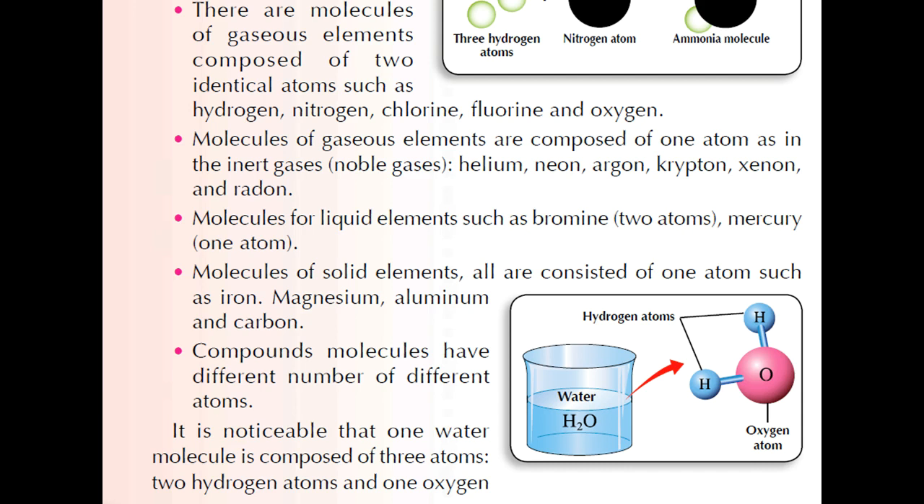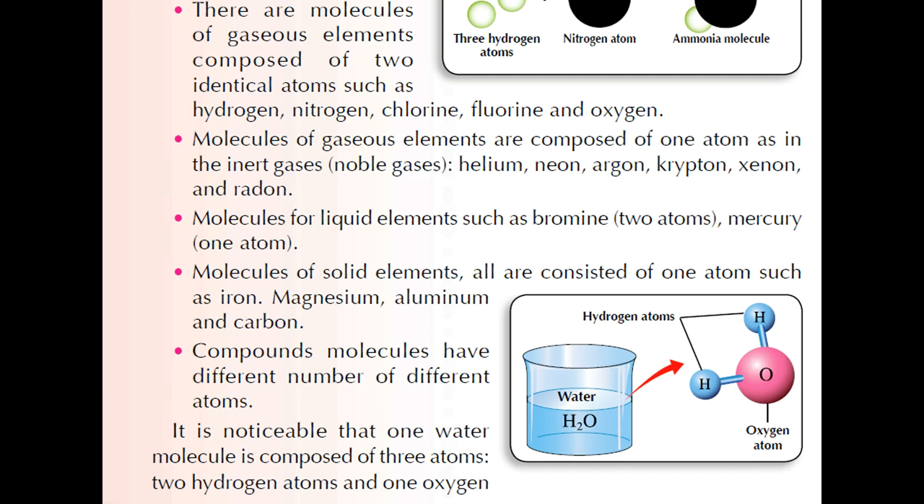Molecules of gaseous elements are composed of one atom as in the inert gases. إيه بقى الإنرت gases دول؟ الغازات الخاملة، inert gases اللي هم النوبل gases، الغازات النبيلة، خاملة أو نبيلة. هيليوم، نيون، أرجون، كريبتون، زينون، رادون. دول إيه؟ Inert gases. يبقى the inert gases or noble gases are helium, neon, argon, krypton, xenon and radon.